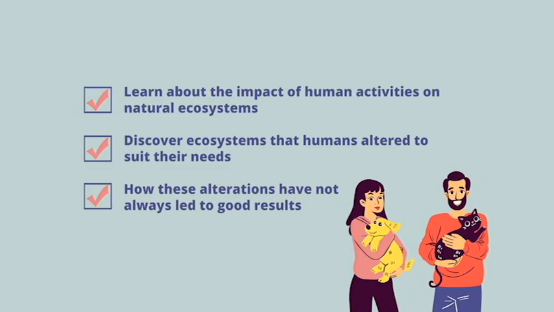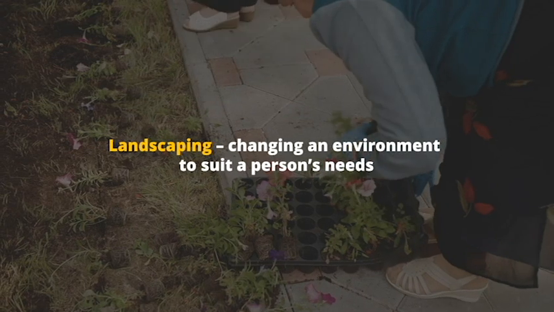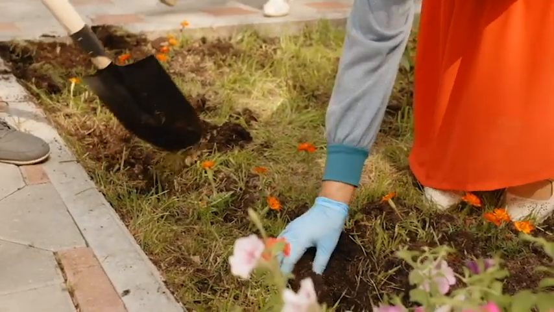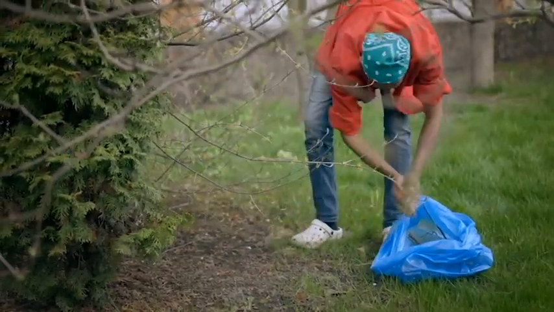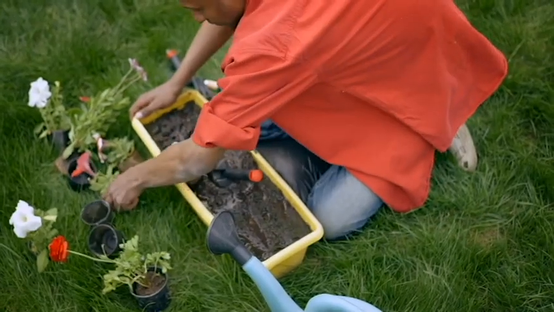Let's get started! Let's start with something that you might have done without realizing it: landscaping. Landscaping is the practice of changing an environment to suit a person's needs, such as what you do in your garden. For your garden or flower patch, this could be simple things like clearing old plants, removing rocks and soil, arranging channels of water, and introducing new plants.